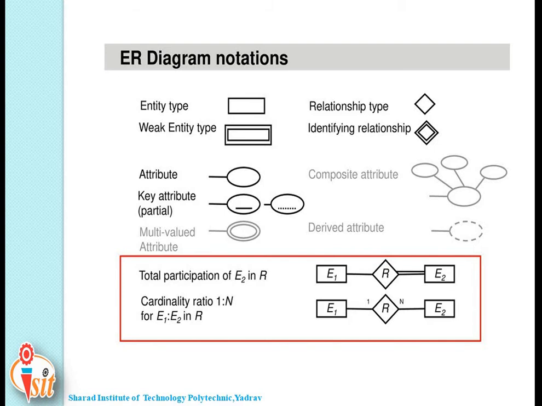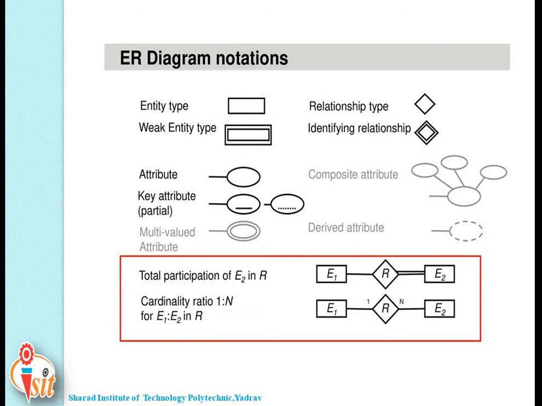After that, composite attribute. An attribute that is composed of many other attributes is known as composite attribute. The composite attribute is represented by the ellipse and those ellipses are connected with another ellipse. For example, name is the main attribute and having several sub attributes like first name, middle name and last name.